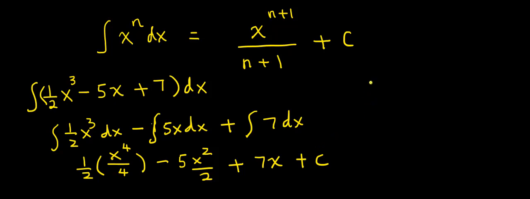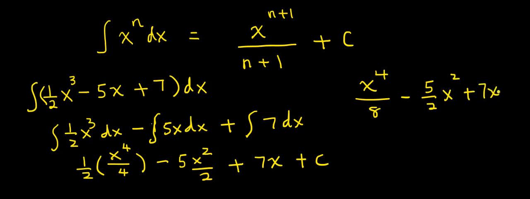So when you clean this up, you're going to get x to the 4th over 8, minus 5 over 2 x squared, plus 7x, plus c. So let's double check. Go ahead and find the derivative. You'll notice that you'll get 1 over 2x cubed minus 5x plus 7. So this is correct.